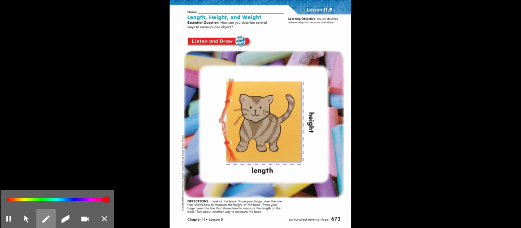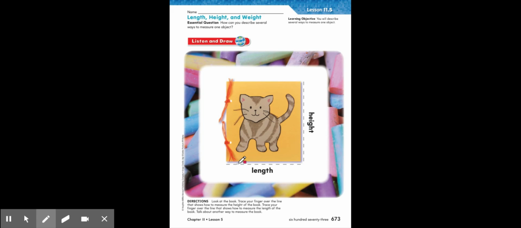Welcome back. Now it's time to use what we've learned throughout our chapter and practice together, and then you'll practice independently on your workbook pages or in your notebook. So we're going to look at this book. You already know that some ways to measure an object are length, height, and weight. Can you trace your finger along the line measuring length?